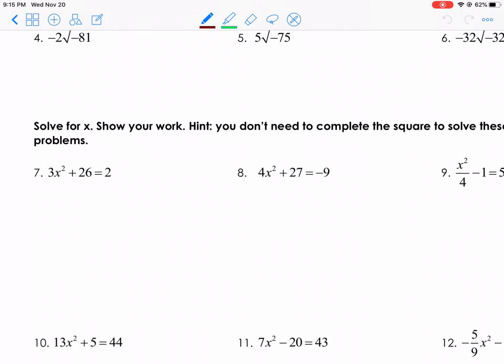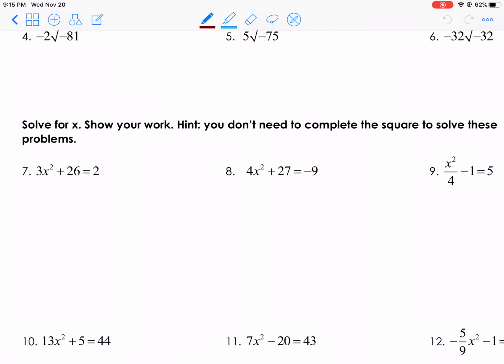This says solve for x, show your work. Hint, you don't need to complete the square to solve these problems. I threw that in there because when my honor students did this review, a lot of them were attempting to complete the square, probably because that's what we just learned in this unit. But we also learned about complex solutions, right? When there's an imaginary number that's part of it.